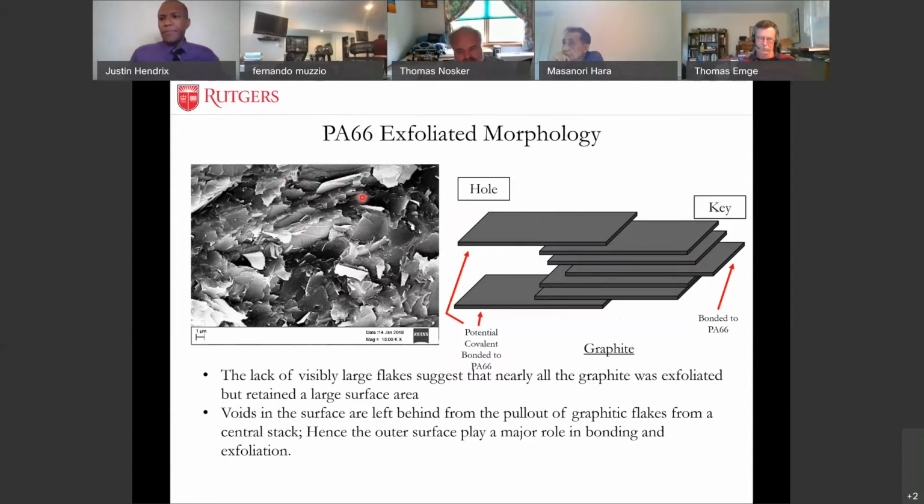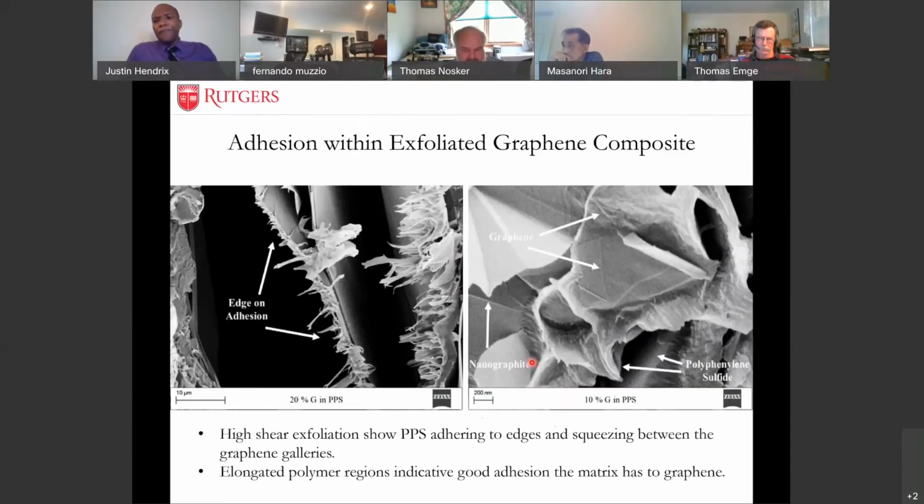And we'll see examples of that in the later slides, which is one of the reasons why the voids are created. Now, we talked about how the polymer is adhering to the edge of the exfoliated graphene sheets. And we can see this sort of edge-on adhesion in another polymer system that's also a semicrystalline polymer, and see how it adheres really well.